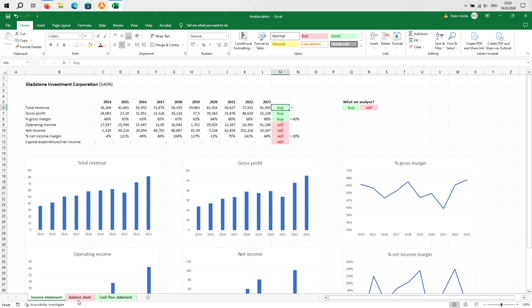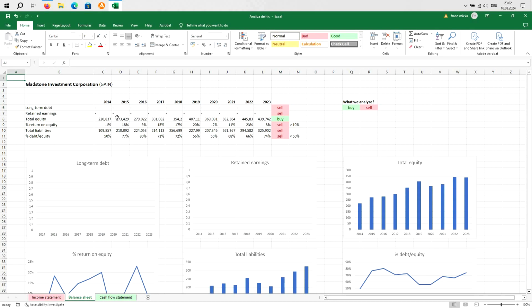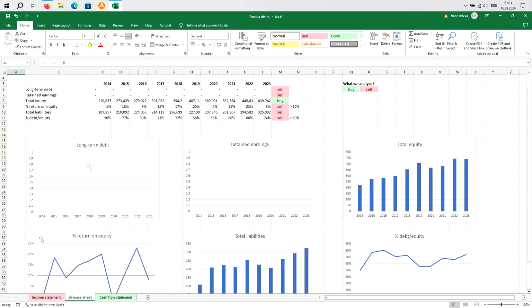Then when we come to the balance sheet, the good thing is that the total equity is growing through all the years, but then we again have so many bad bullet points. For example, the return on equity should be higher than 10% through all 10 years. Here you can see that one year is -1, then -2, and then 15, 17, 20 and so on. It's just so inconsistent that we actually don't know what is happening. And also the debt to equity ratio should always be lower than 50% or at least lower than 60%.